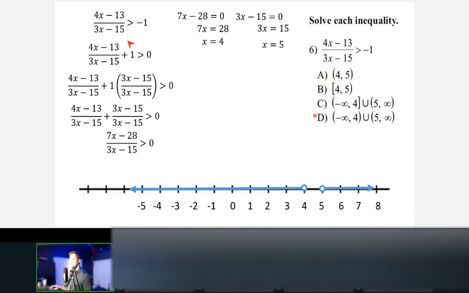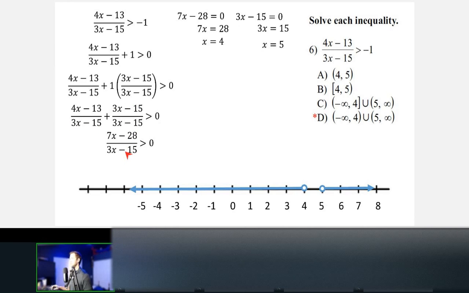I then had to multiply this term by 3x minus 15 top and bottom. And that's so I can make them the common denominators, so I can combine. So now it's 4x minus 13 plus 3x minus 15. So combine like terms, we get 4x plus 3x is 7x, -13 plus -15 is -28, all over your common denominator.